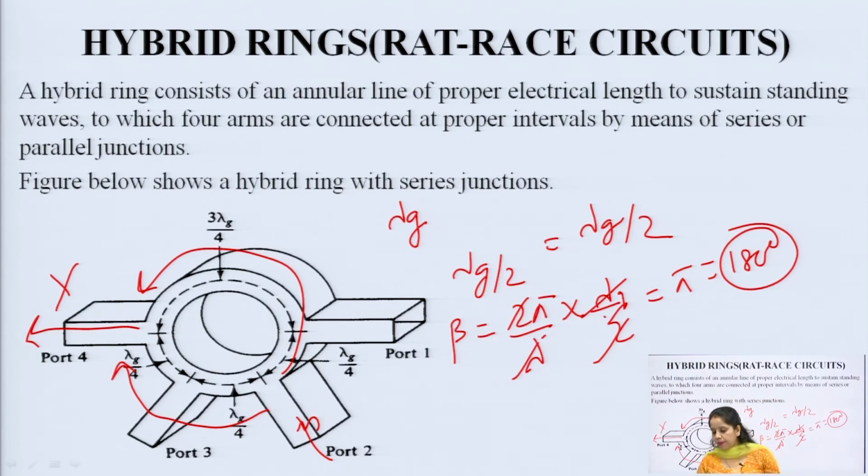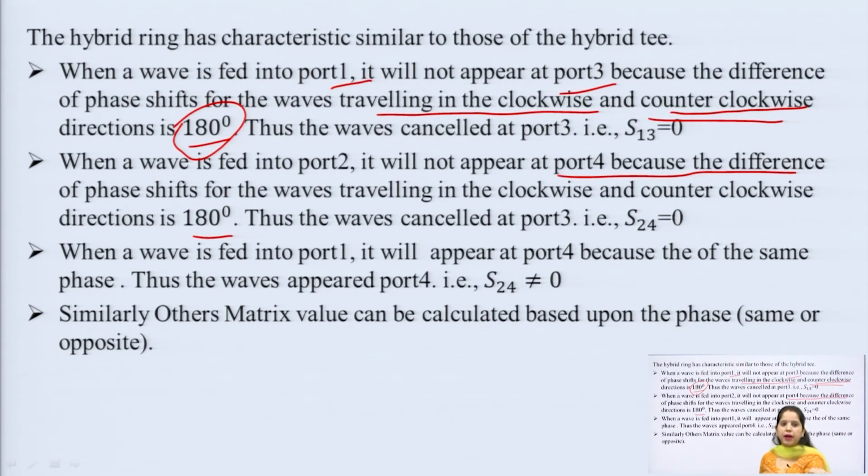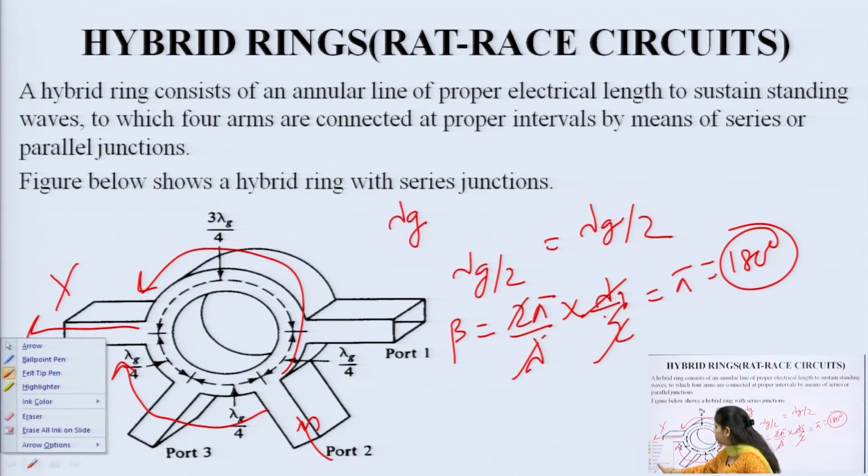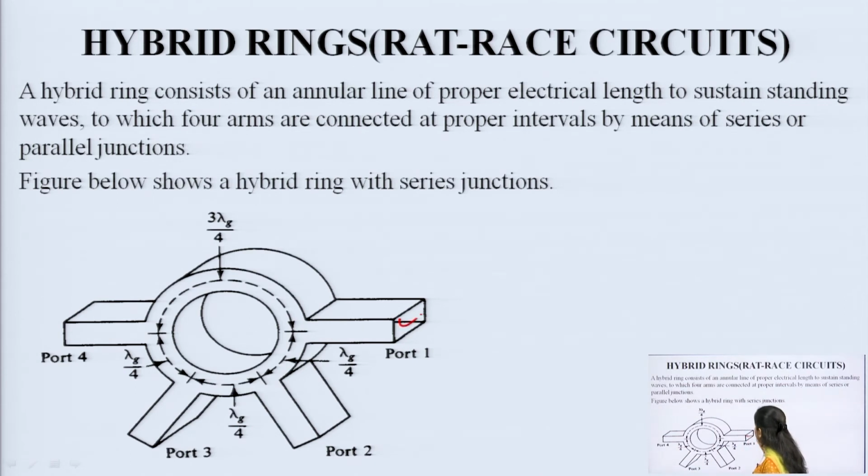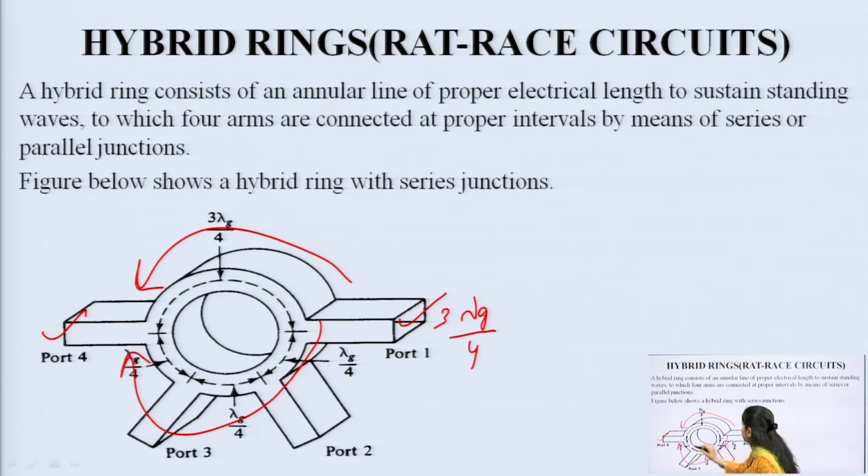So, in this way we are able to find at which port the power will be received when we give power. When a wave is fed into port 1, it will appear at port 4 because of the same phase. So, let us see one example of that also. When we give the power to port 1, it will appear at port 4. What is the difference here? Lambda 3 lambda g by 4, lambda g by 4, and here also 3 lambda g by 4, same phase, so the power will be able to appear.